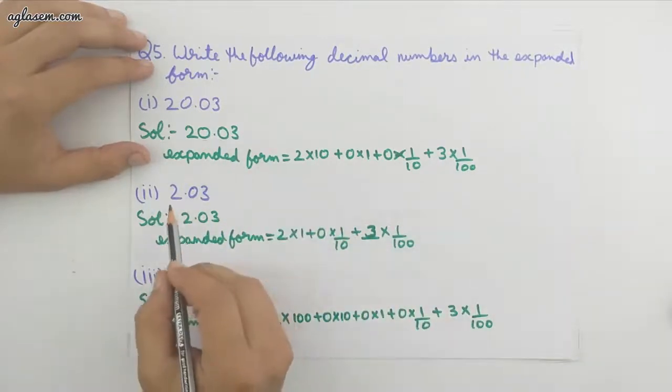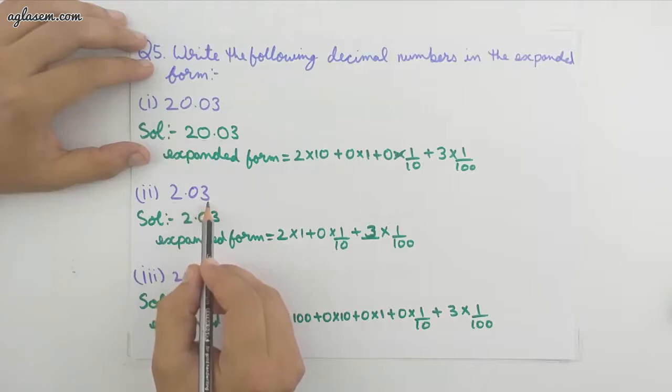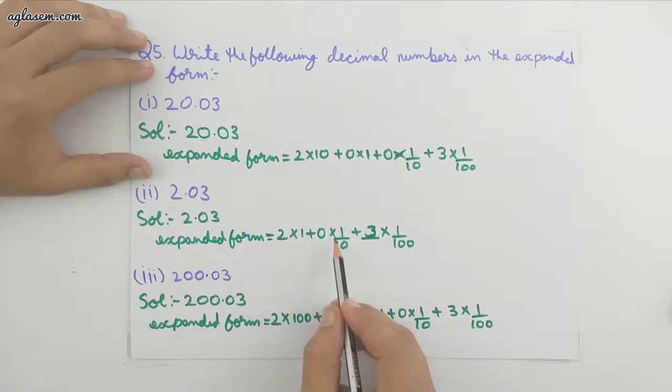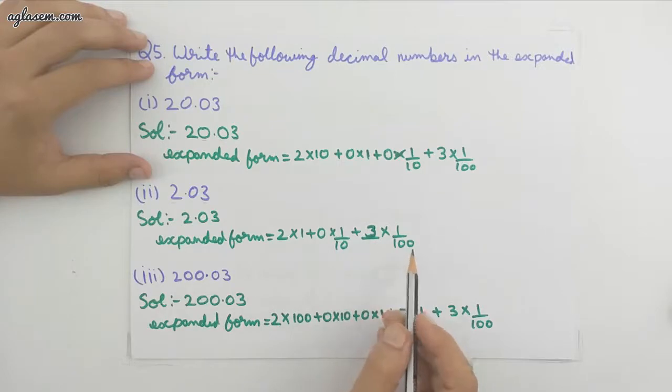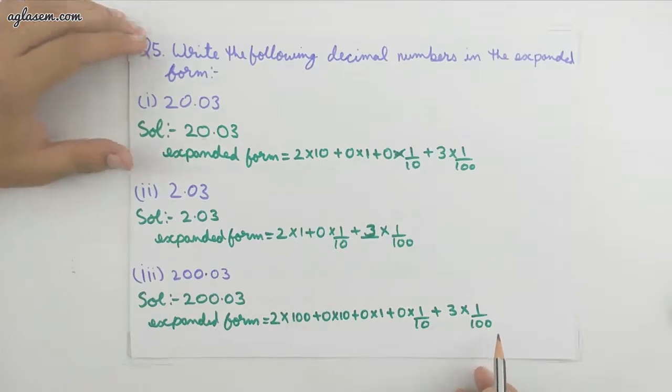Moving to the second part, that is 2.03. 2 is in ones place, 0 in tenths place, and 3 in hundredths place. So expanded form will be 2 into 1 plus 0 into 1 by 10 plus 3 into 1 by 100. Moving to the third part, that is 200.03. That will be expanded as 2 into 100 plus 0 into 10 plus 0 into 1 plus 0 into 1 by 10 plus 3 into 1 by 100.